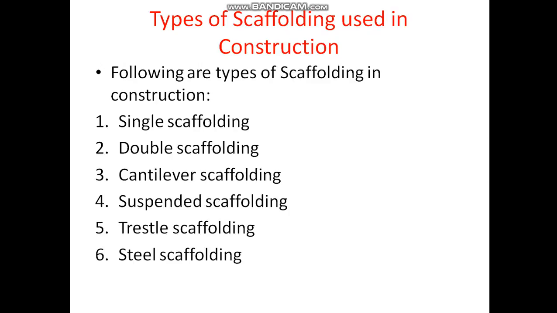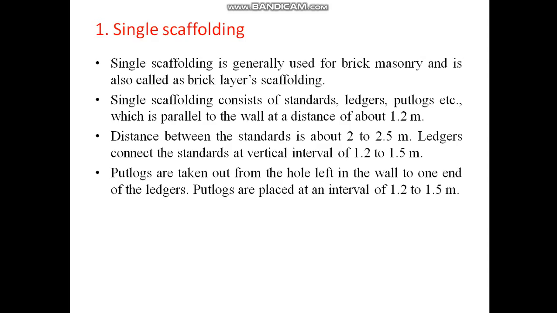So there are a number of types. First one is the single scaffolding, then double scaffolding, cantilever scaffolding, suspended scaffolding, trestle scaffolding, and the steel scaffolding. So the first one is the single scaffolding. The single scaffolding is generally used for brickwork, and it is also called the bricklayer scaffolding. Now this scaffolding consists of three components, that is standards, ladders, and putlocks.